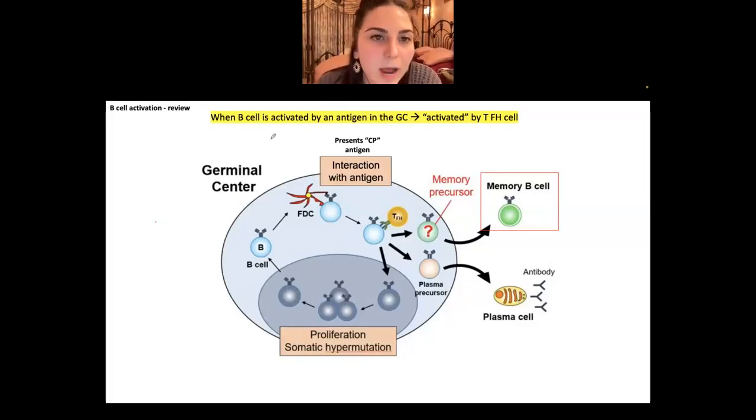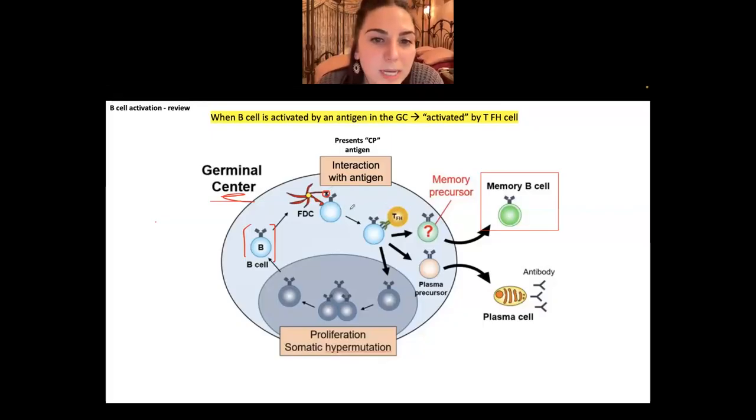But when you activate a B cell, let's say we have a B cell acting as an antigen presenting cell, it's in the germinal center. So here's where we started from. Here's our B cell in the germinal center, in the secondary lymphoid tissue. It's going to interact with something that's going to present antigen to it. One of the types of cells that can do this is a dendritic cell. So here it's getting antigen presented.